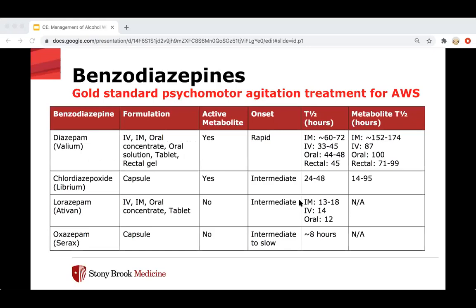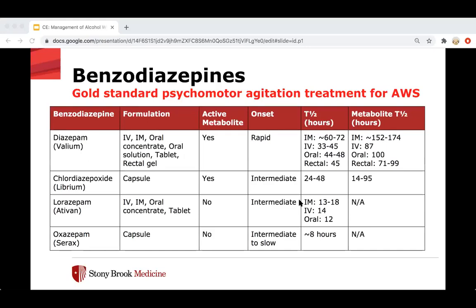So first up is benzodiazepines. These are the gold standard psychomotor agitation treatment for alcohol withdrawal syndrome. Benzodiazepines are what is going to prevent the progression from minor withdrawals into major withdrawal symptoms. Benzodiazepines work by stimulating GABA receptors, causing a decrease in neuronal activity and a relative sedation. It's also important to note that all of these are hepatically metabolized.